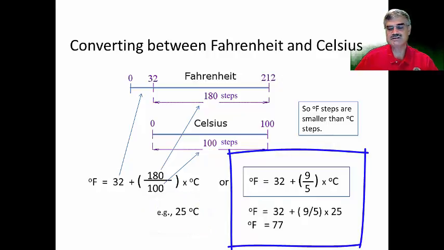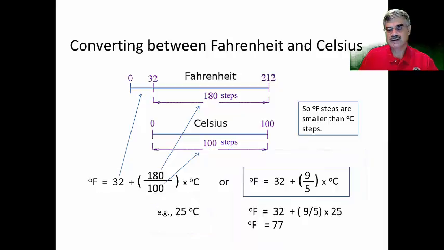We plug it into this equation. So the temperature in Fahrenheit will be 32 degrees, that offset, plus 9/5 times 25 degrees, 25 degrees being the temperature in Celsius. When we multiply this out, multiply 9/5 times 25, and then add it to 32, we get the number of 77. So that tells us it's going to be a comfortable day. It's going to be nice.